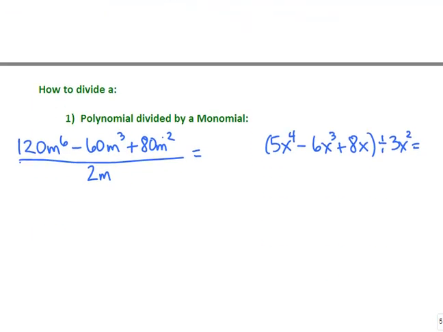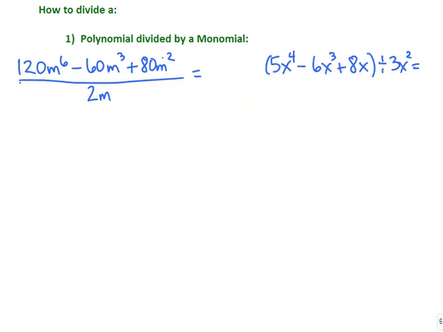Okay, so we've added polynomials, we've subtracted polynomials. The last thing that we need to talk about is how you divide polynomials. When you divide polynomials, there are 2 cases to deal with. The first case is kind of the simpler case, and that's when you're dividing a polynomial, which is many terms, by a monomial, which is a single term. So for example, 120m to the 6th minus 60m cubed plus 80m squared, all divided by 2m. So 2m is a single term.